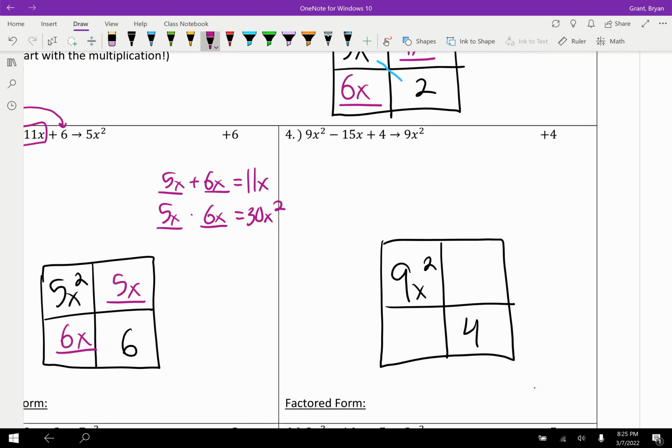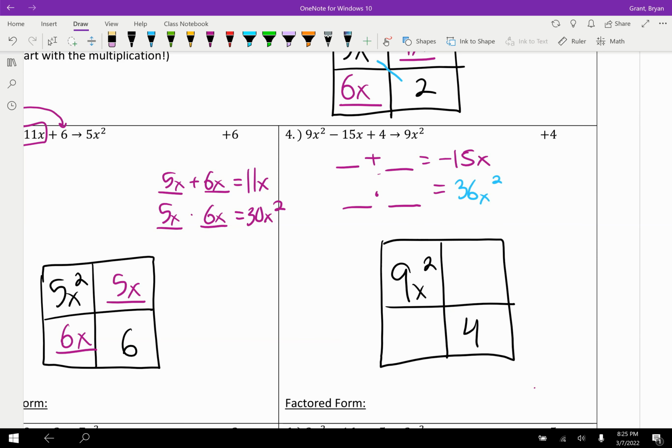9x squared and 4 this time. So we need two numbers that add up to equal negative 15x. And the same two things have to multiply to equal, can you see it? We have 4 times 9. That is 36x squared.